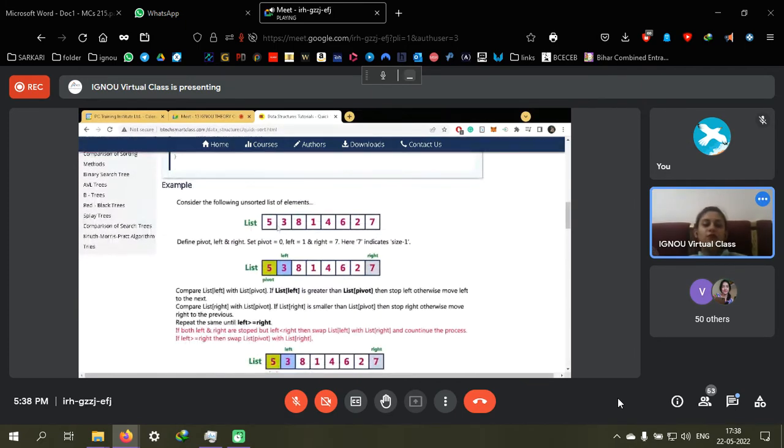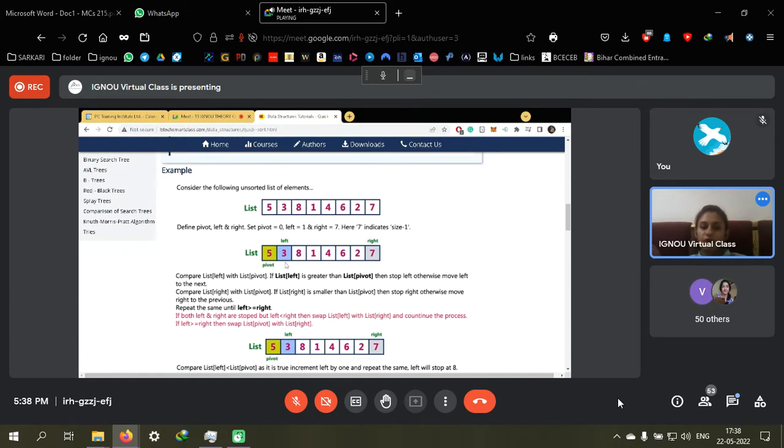Here we have a list 5, 3, 8, 1, 4, 6, 2, 7. Here we consider the first element as the pivot element. Left is at the first value and right is at the last. Now we have to compare the pivot value with the leftmost value. If list left is greater than list pivot, then stop left, otherwise move left to the next. So is this greater than this? No, just move.